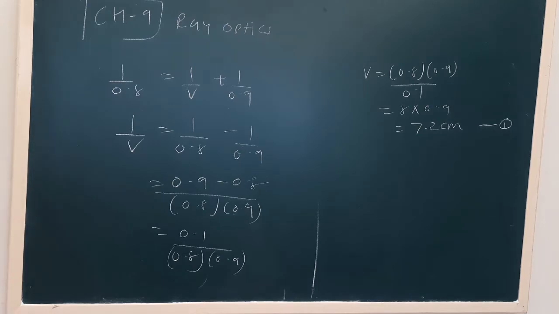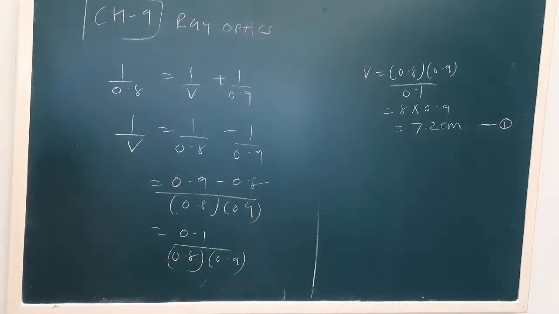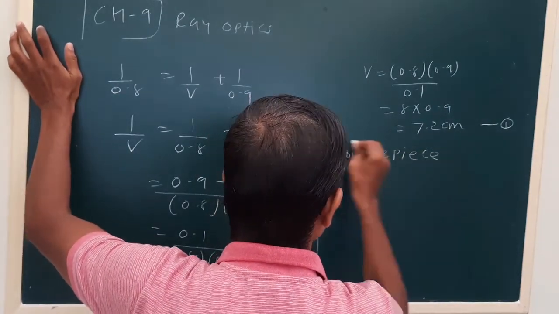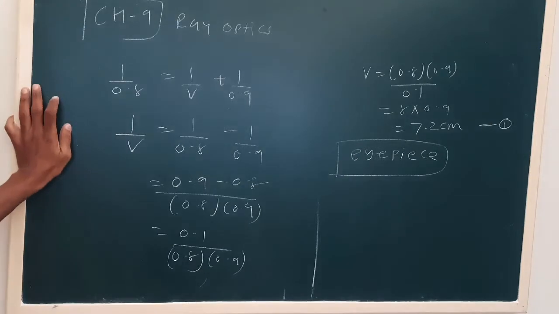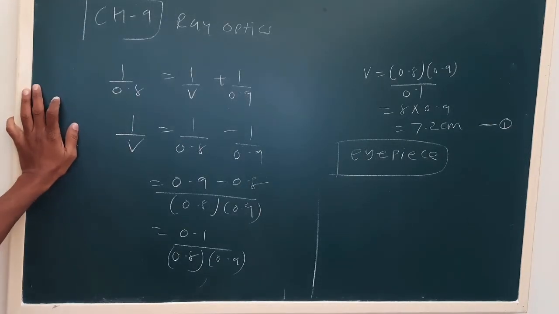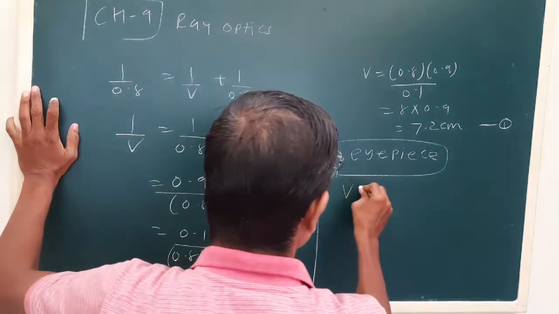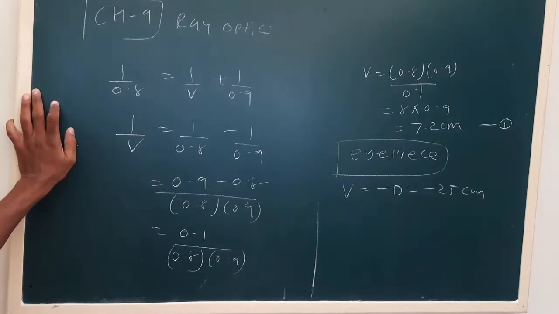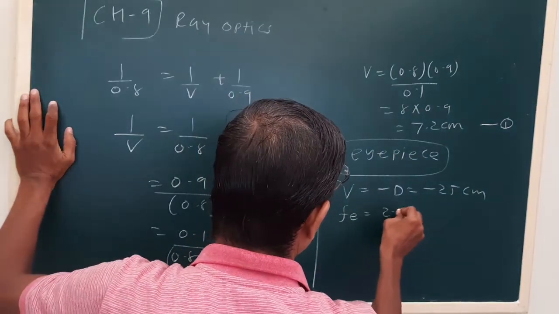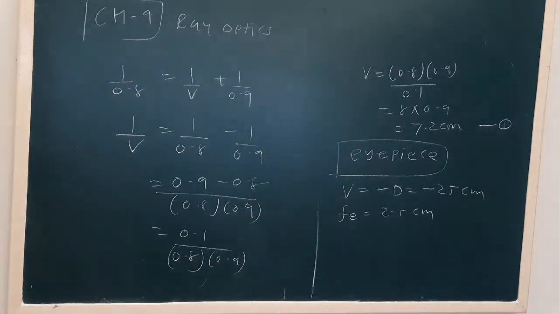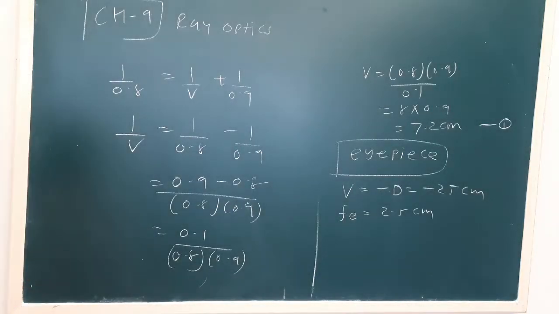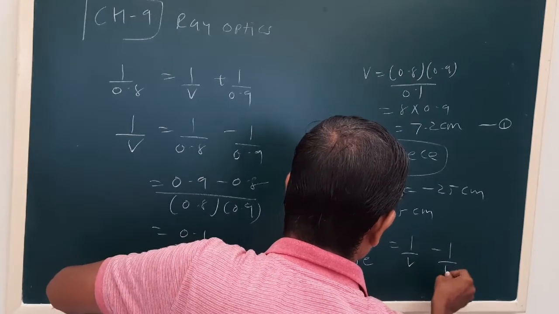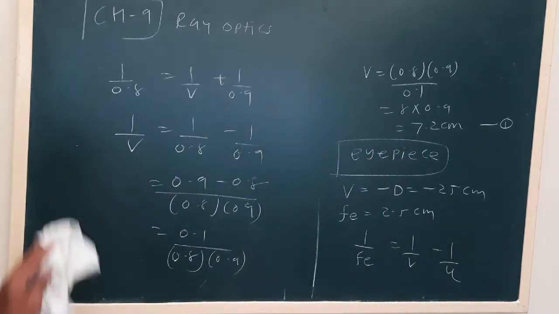Now see, next we have to see the second for the eyepiece. Now see a person with a normal near point. So here image distance will be V is equal to D is -25 centimeter. See the eyepiece focal length is given to us. From this we can calculate the object distance for eyepiece. Now we can use the formula 1 by F is 1 by V minus 1 by U.